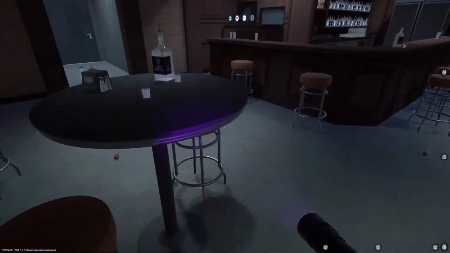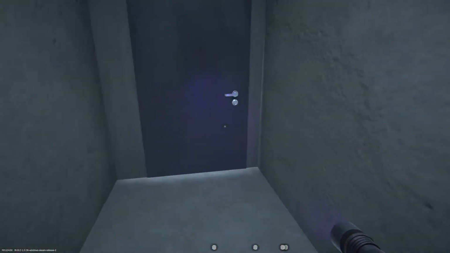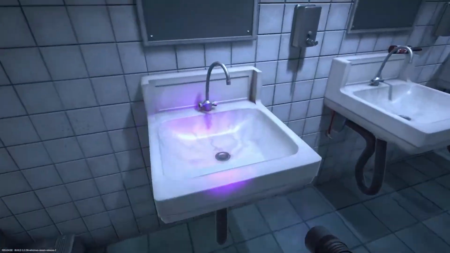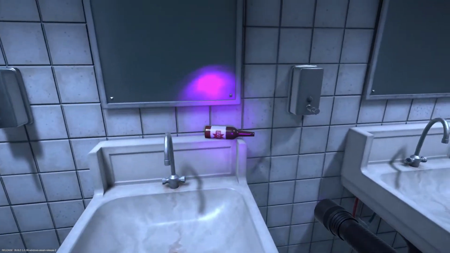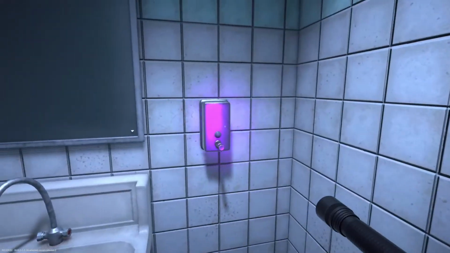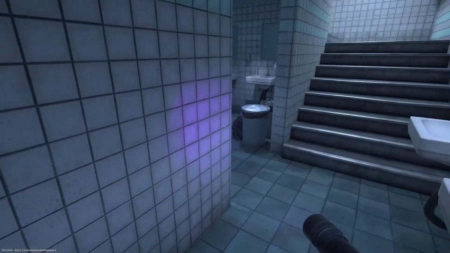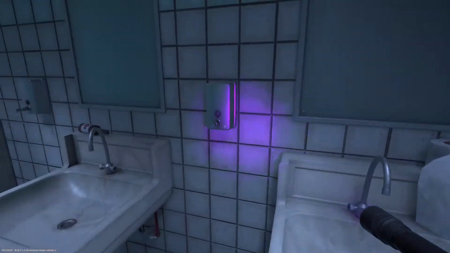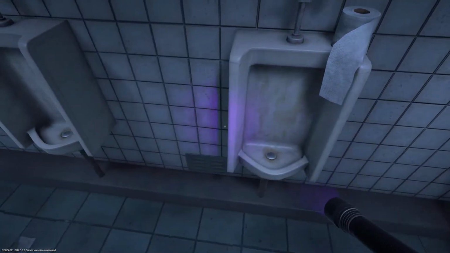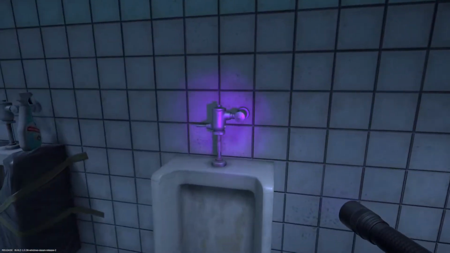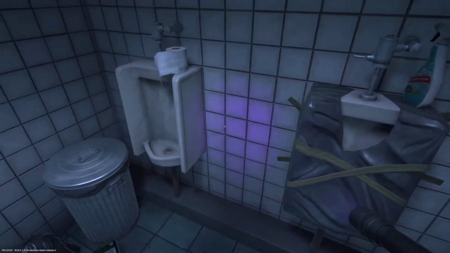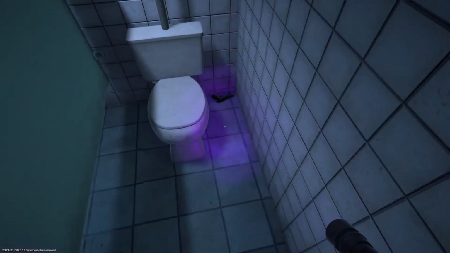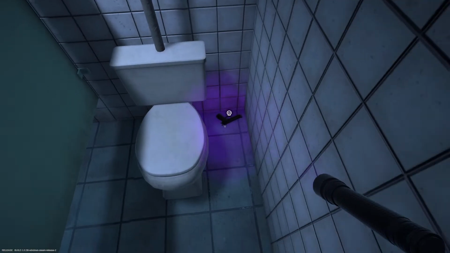It looks like the bathroom might be open this time. Let's check. Interact. Interesting. Okay. Damn, this is a pretty big bathroom. It doesn't look like... Oh, here's our gun, folks. There's our gun.